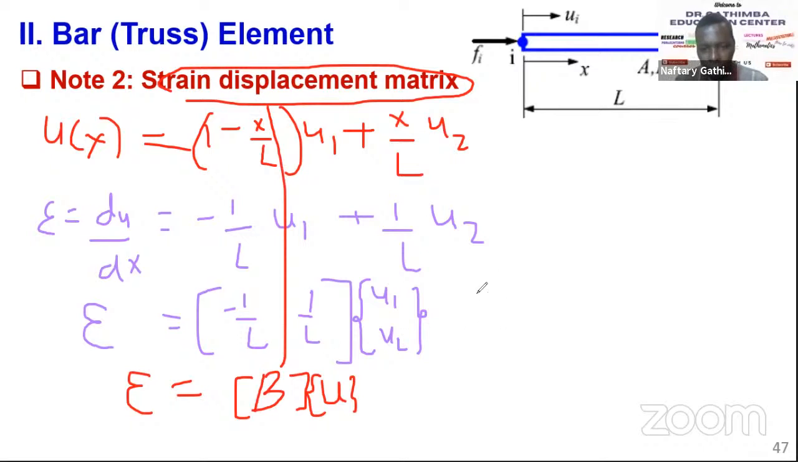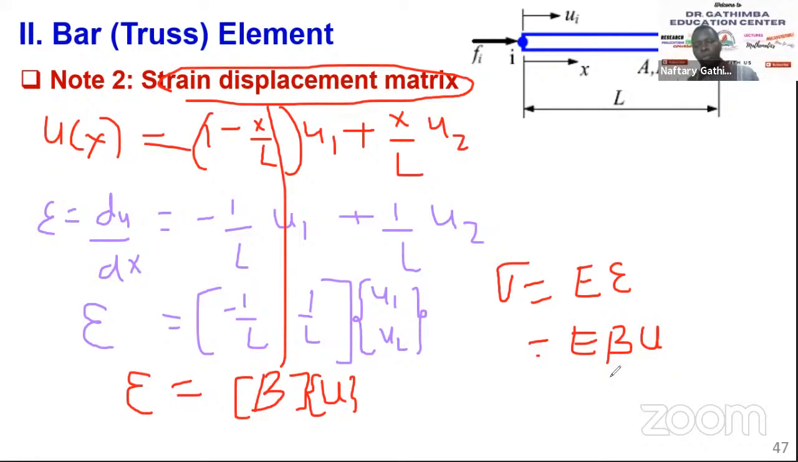Therefore stress, which is equal to Young's modulus times strain, can be given. Now this one you have in your notes, on page 41 or 42. This will be given by E times the strain displacement matrix times the displacement vector. We are going to see that through an example. So those are the two notes I wanted to make: note 1 on the shape function, and note 2 on the strain displacement.